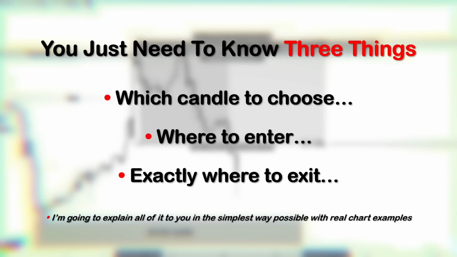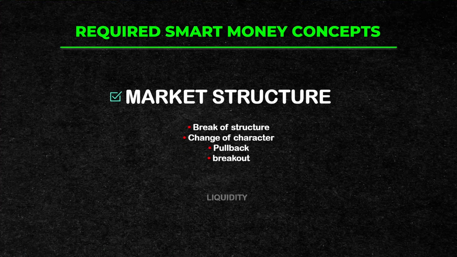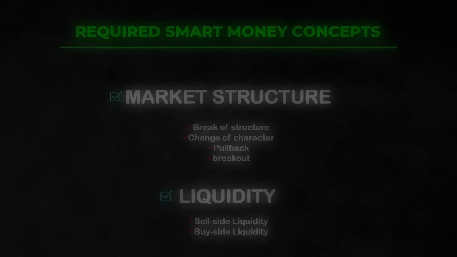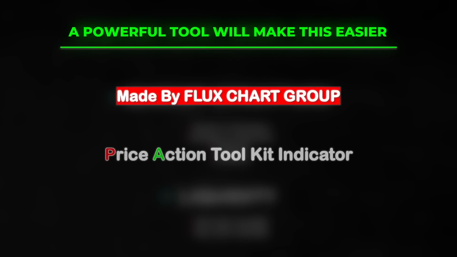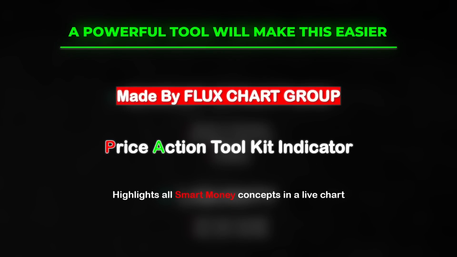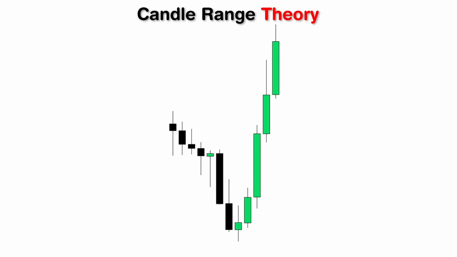In this video, I'm going to explain all of it to you in the simplest way possible with real chart examples. To use this method effectively, you should understand two important smart money concepts: market structure and liquidity. We'll go over them briefly, but to make it easier even for beginners, the Flux chart team has created the Price Action Toolkit Indicator, which highlights for you these concepts plus all smart money concepts that you need on a live chart.